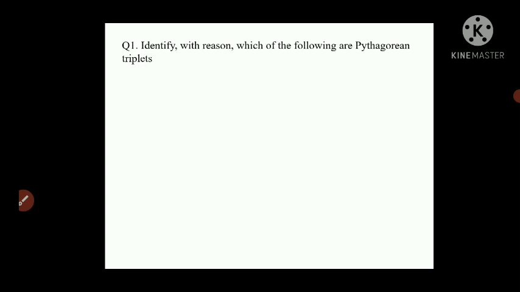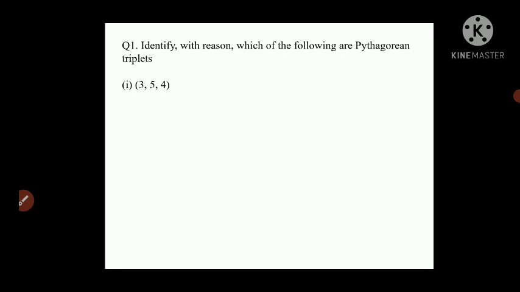Good morning, students. So today we'll begin with our chapter number 2 of geometry, that is Pythagoras theorem, and we'll start with exercise 2.1. So the first question is, identify with reasons which of the following are Pythagorean triplets. Now here, sub question number 1 is 3, 5, 4. Means these are the three sides of a triangle.